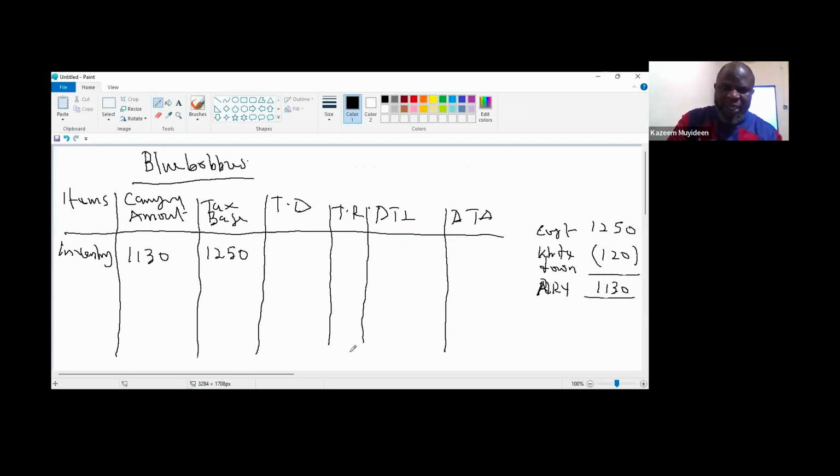So has it created a temporary difference? Yes, it has created a temporary difference. What is the temporary difference now? 120. The tax rate of 30% was given. If you go to the last additional information, the income tax rate of 30% is applicable.